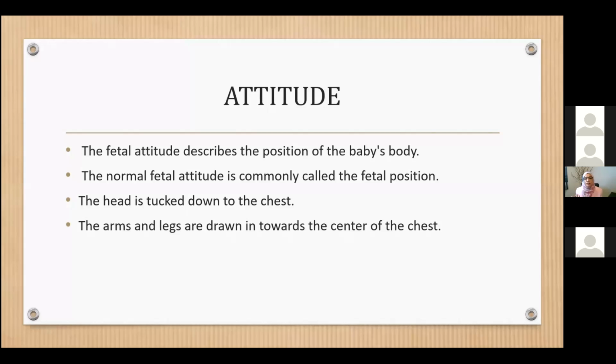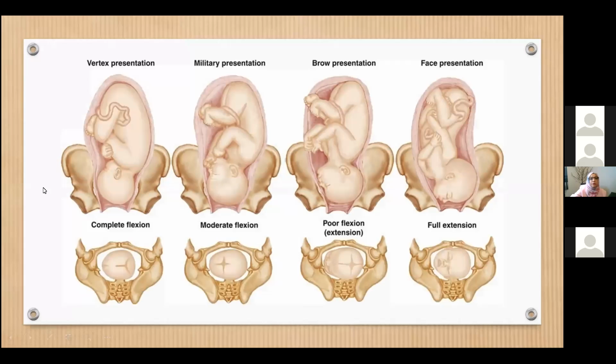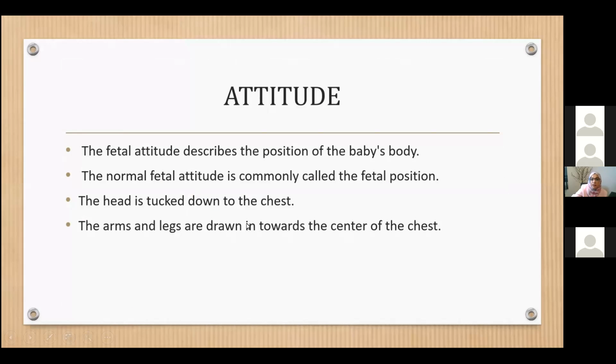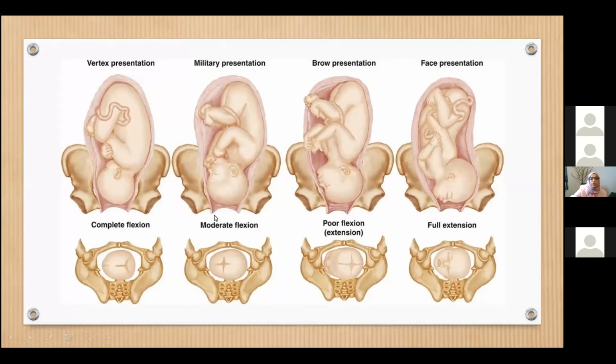A very famous fetal position. I'm sure you have heard it in normal conversation also. So that's your perfect fetus, okay? This is a good baby. It's coming down with its head first, and look at the attitude of the baby as we describe. Its head is tucked down to the chest. Its arms and legs are drawn in towards the center of the chest, and it is a perfect fetal position. Then start the naughty babies.